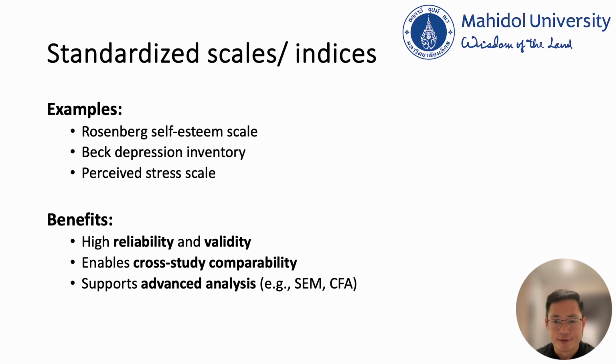Some widely used scales include the Rosenberg Self-Esteem Scale, the Beck Depression Inventory, and the Perceived Stress Scale. These instruments are reliable and valid, allowing cross-sectional comparison and advanced statistical analysis like SEM, structural equation modeling, or CFA, confirmatory factor analysis.